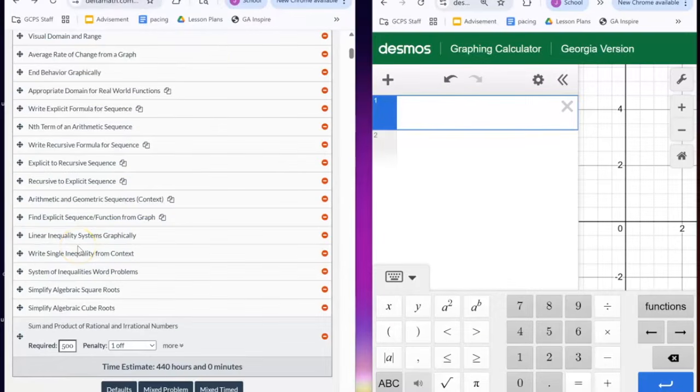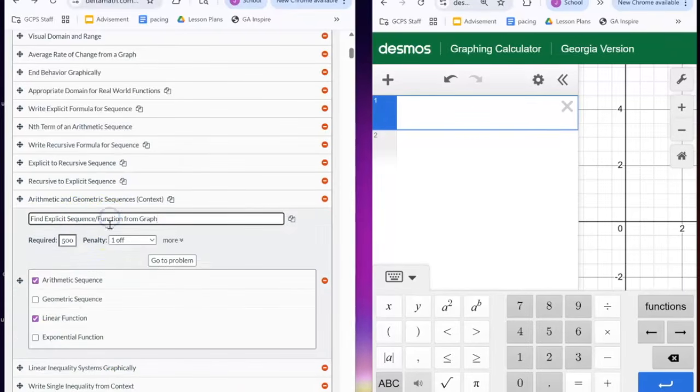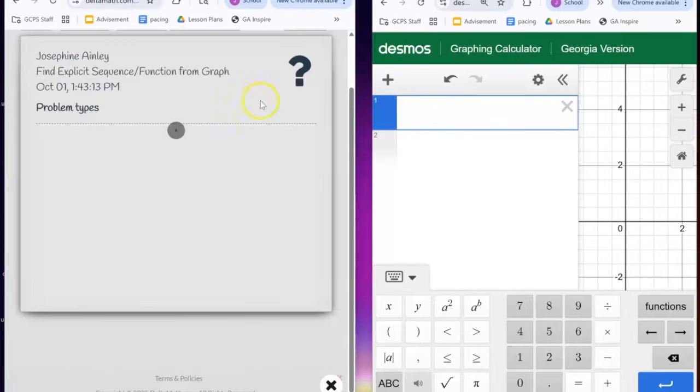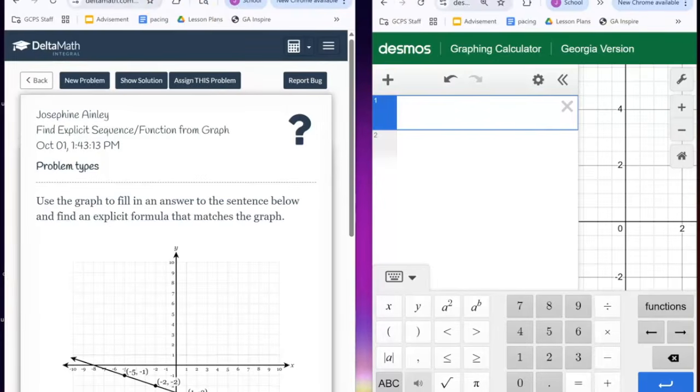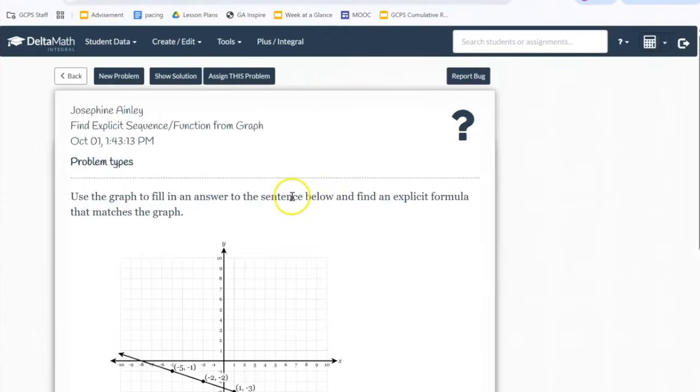All right, so we're going to take a look at find explicit sequence or function from the graph. And there are a few options that you could get for this question, and I'm going to make sure that I cover both.